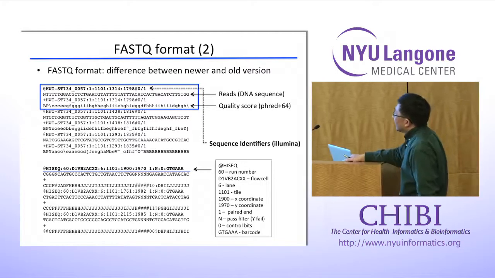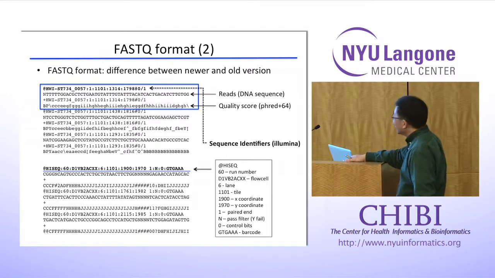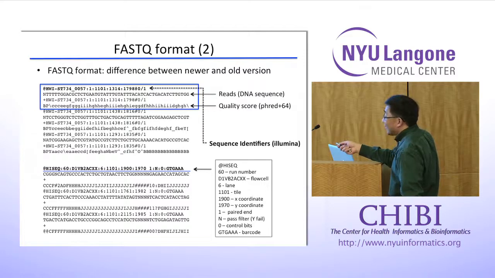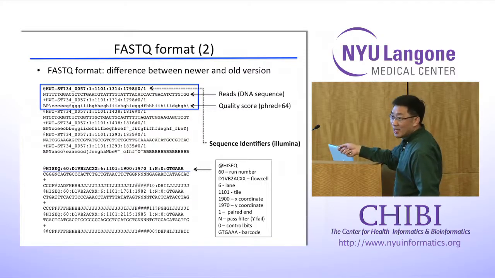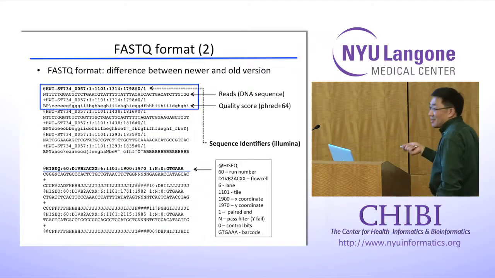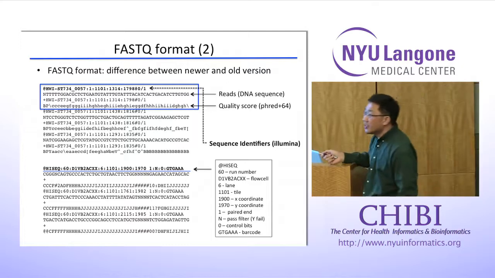After that is the same lane number, tile number, and the coordinates for each spot. And then here, there is a slight change for the paired end information. And then the N means this read passed filter. If it is Y, that means that read failed. Then control bits, I don't know what that is for, but the last item is pretty important. That's the barcode.